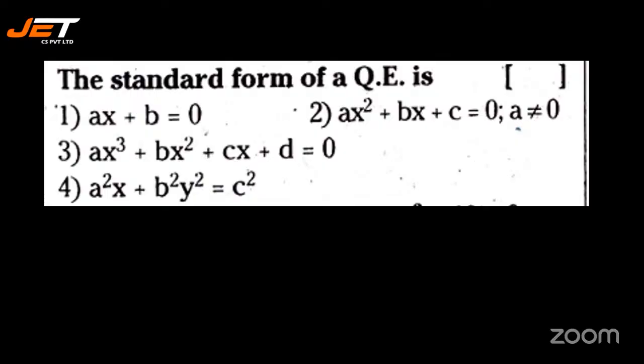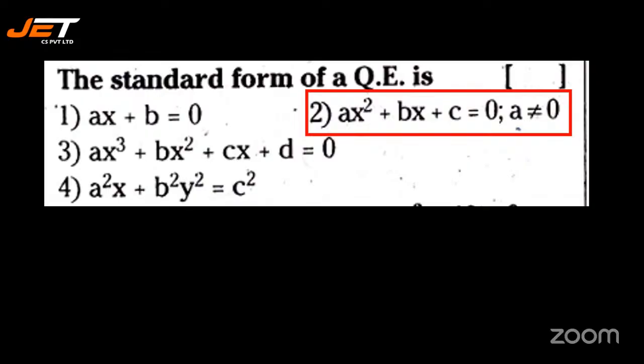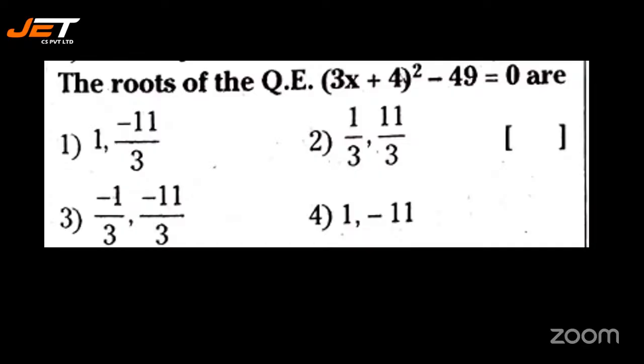Great. So today's first question is, the standard form of a quadratic equation is dash. Which is the standard form of the quadratic equation? ax plus b is equal to 0, ax square plus bx plus c is equal to 0, or ax cube plus bx square plus cx plus d is 0, or a square x plus b square y square is equal to c square. Right? So being the first question for today, we'll see it is ax square plus bx plus c is equal to 0. All right.